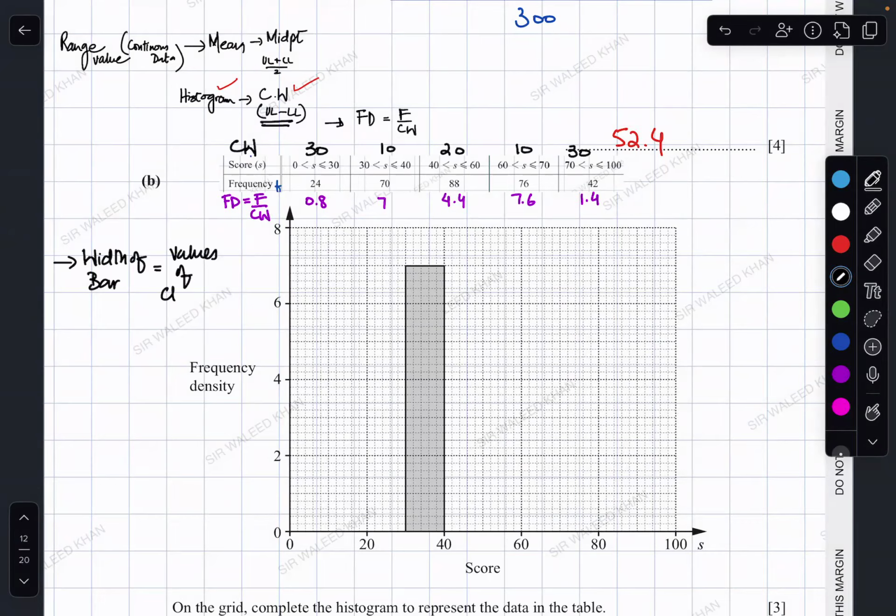Values of class interval. What is class interval? ये जो range की form में दी हुई है, 30 and 0. And the height of the bar should be the value given for frequency density. Height of bar is the frequency density.